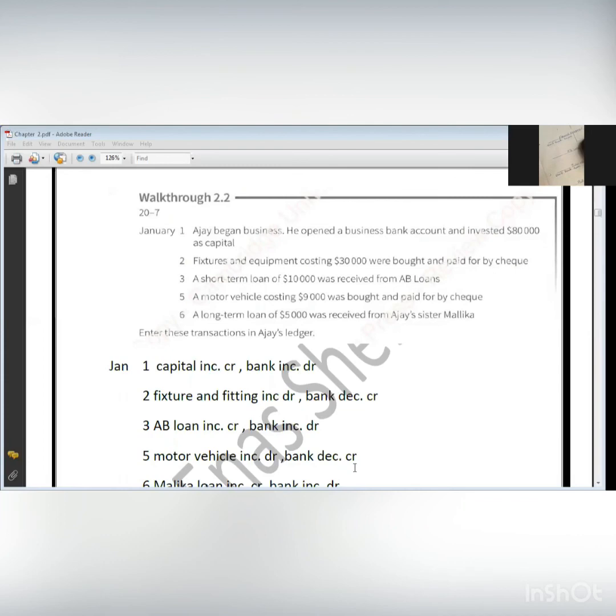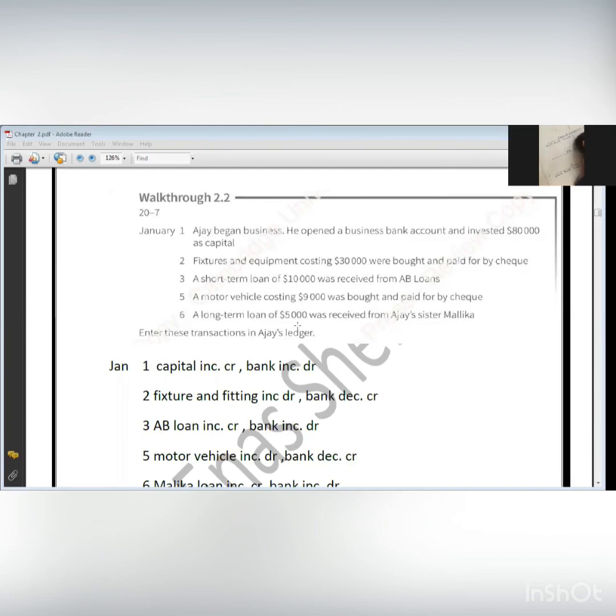So start with the one that you are sure of. If I said paid by check, I'm sure that when I pay by check, this means that the bank decreased, so the bank will be credit. So automatically motor vehicle will be a debit. Let's see the last one.